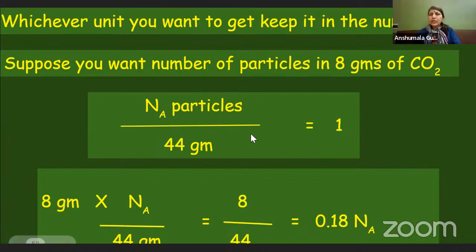Just create this factor. One quantity divided by another quantity. Both the quantities should be actually equal in terms of basically molar quantities. And put that one which you want to calculate. Since the question is asking you to find the number of particles, that's why particles have been put on top. And the other quantity, 44 grams, is put on the denominator. Nothing much to it, but I thought it was something helpful. So I put it here.